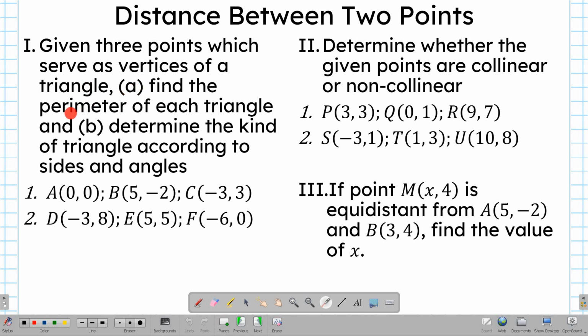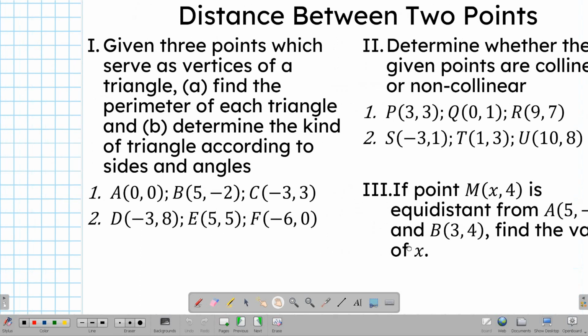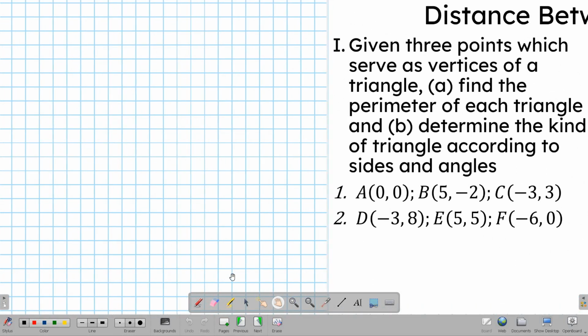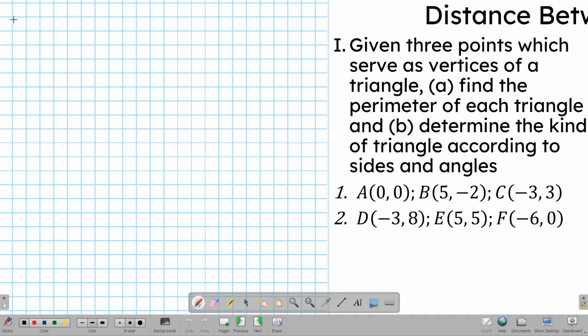We're asked to find the perimeter of each triangle and determine the kind of triangle according to sides and angles. So, let's first start off with number 1 here. Dito natin siya gawin sa gilid siguro. So, in number 1, we're given points A at (0, 0), B at (5, -2), and C at (-3, 3). Ang pinapahanap sa atin ay perimeter and determine the kind of triangle according to sides and angles.